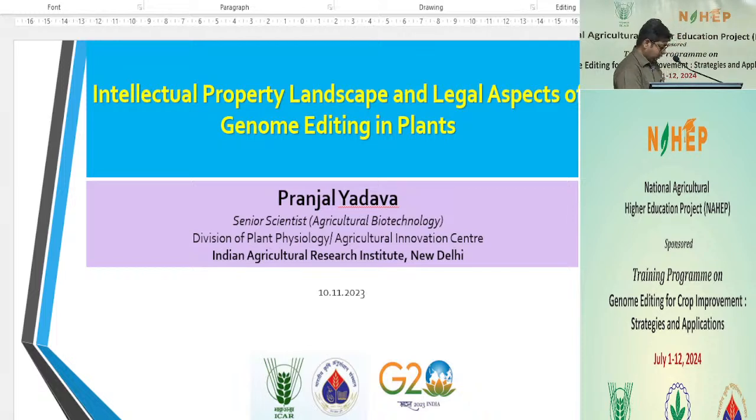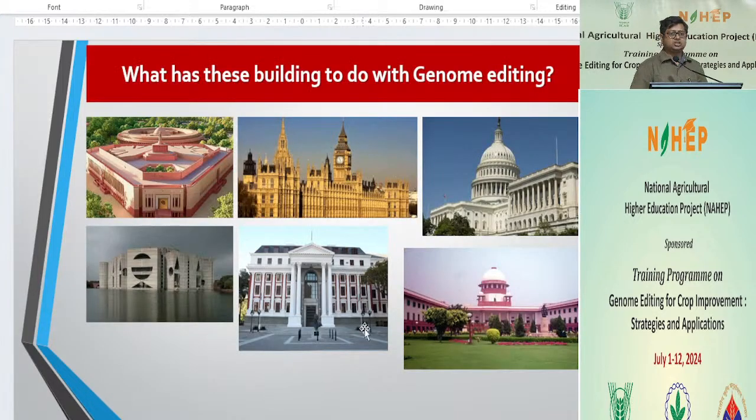So what do these buildings have to do with genome editing? It's our new Parliament building, the legislatures of different countries, the Supreme Court. Genome editing is something we are not doing only in laboratories, and not only discussing in a setting like this. Genome editing, recombinant DNA and biotechnology are also discussed in these buildings, in these places. They are making different kinds of laws which affect the research ecosystem.